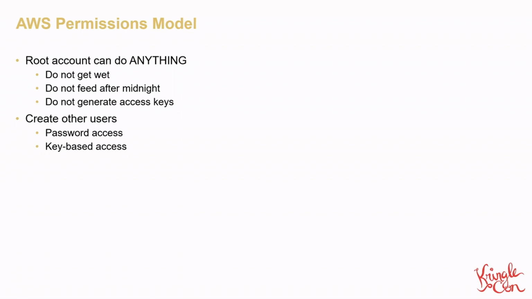So first things first, there's the root account. When you create a new organization in AWS, there will be one root account, and the root account can do everything. So from here on, we're going to be talking about different policy documents that allow certain things, that disallow certain things. None of that applies to root. Root can do all the things. So do not get root wet, do not feed it after midnight, and do not generate access keys. And we'll see access keys here in a minute. We instead want to create other users, and they can have password access, right?